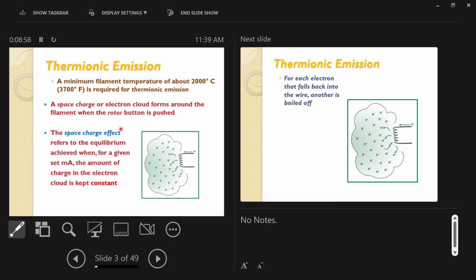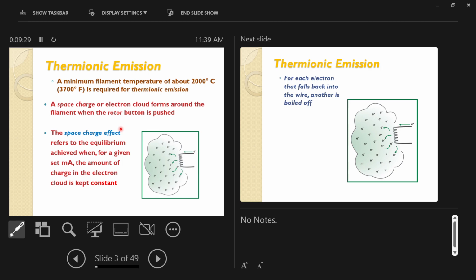If we set 1 amp or 1,000 milliamps on our machine, how many electrons should be in that cloud? I'm basically asking you how many electrons are in 1 amp. 6.3 billion times a billion or something. Yeah, exactly. You had it exactly right. 6.3 billion times a billion. Yep. 6.3 times 10 to the 18th.